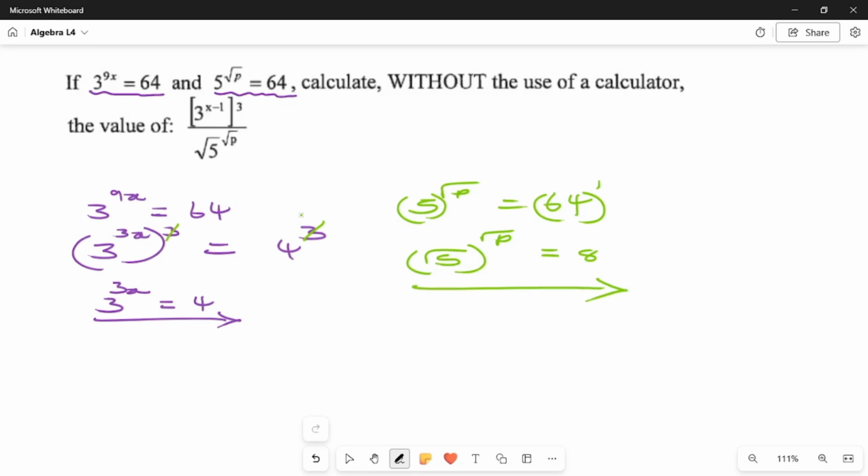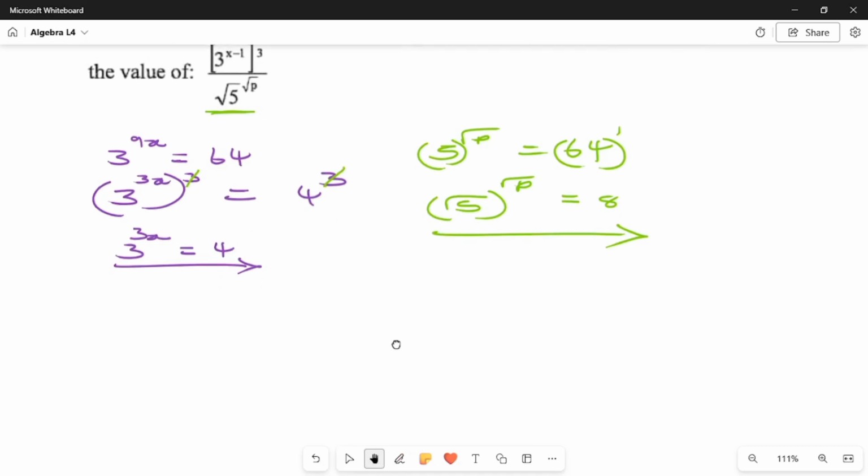Because when I look across, I am seeing this, right? I am seeing root 5 to the power of root p, and here I have root 5 to the power of root p, and they told me that it is equal to 8, or I have proved that it is equal to 8. So now I can proceed and move on. Okay, so what is the following step?